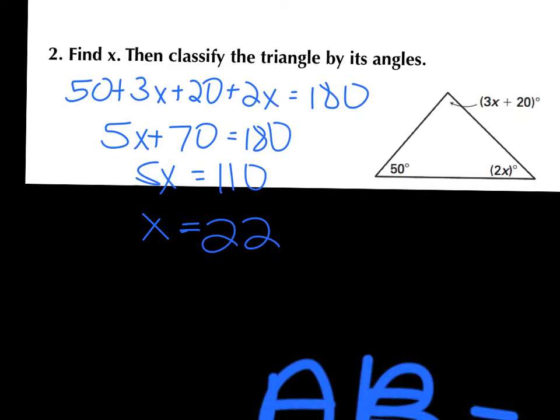So that's the x, but now in order to classify it, you have to know what? Plug it back in. So this would be 44. This would be 66 plus 20, which is 86. What do I know about this by its angles? It's acute.